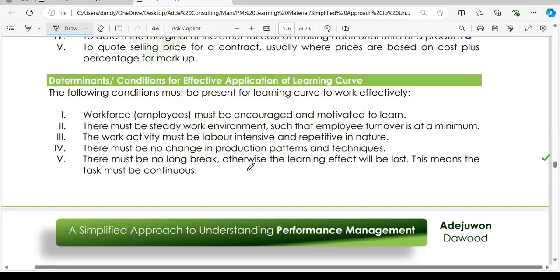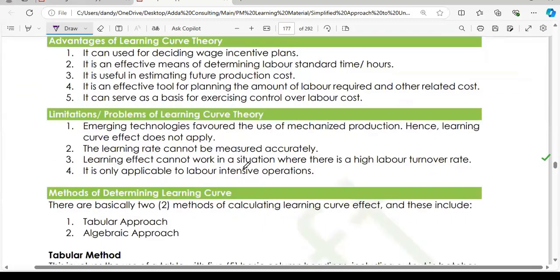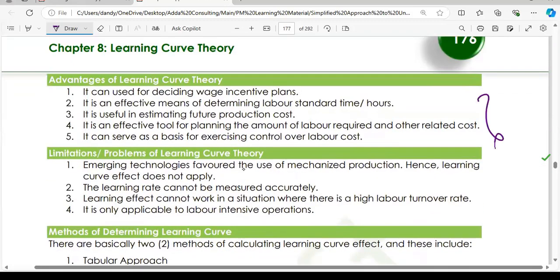And of course, because you already have the experience, it won't take you long to recover. But what this condition is saying is that once there is a long break, certainly all the learning experience will be lost. So for the learning curve to be effective, there must be no long break. All right, so these are all the conditions for the learning curve to be effective. Please watch out, it is an examinable area. I won't talk about any advantages and disadvantages.